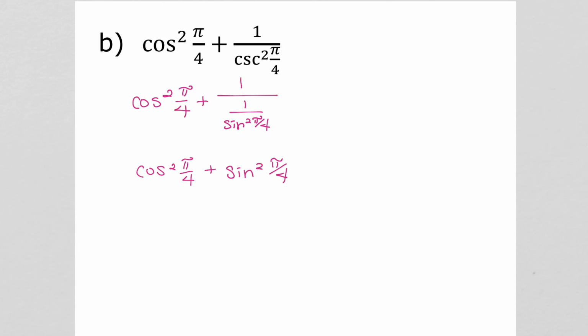Now I'm going to tell you that equals 1. How do I know that? Remember the Pythagorean identity that said sine squared plus cosine squared equals 1? Well, that is this case. We have sine squared and cosine squared, and they're of the same angle. That's important. And so this must be equal to 1.